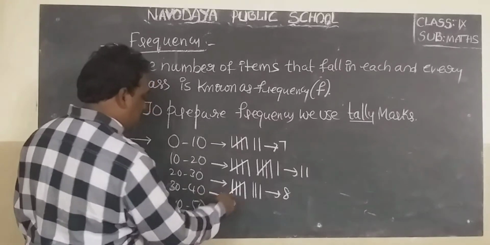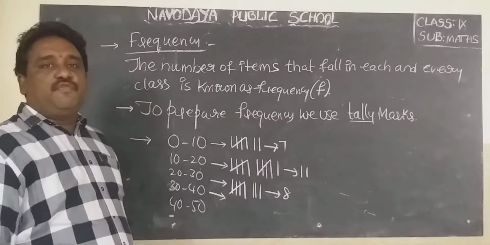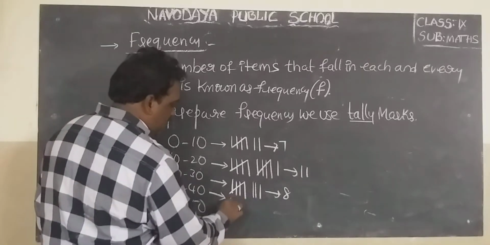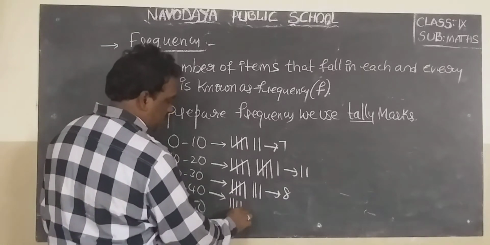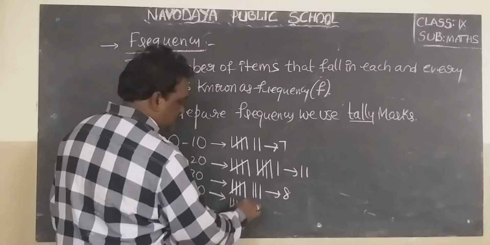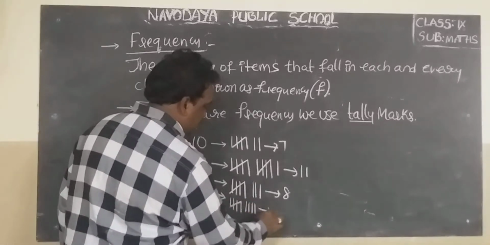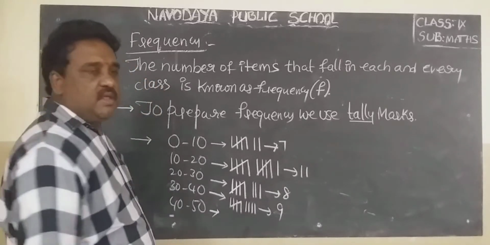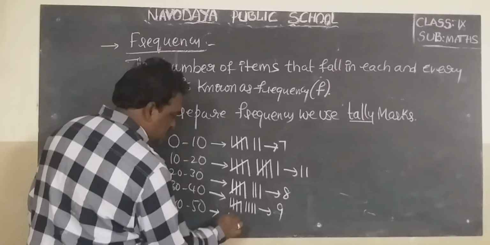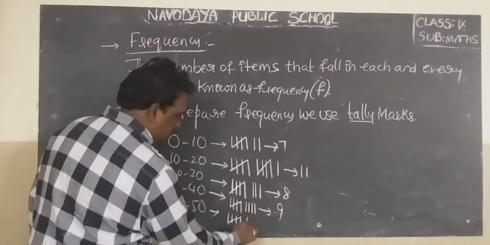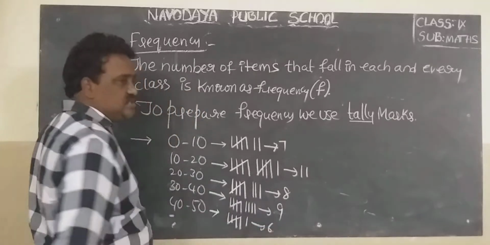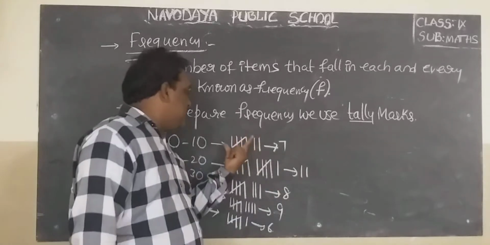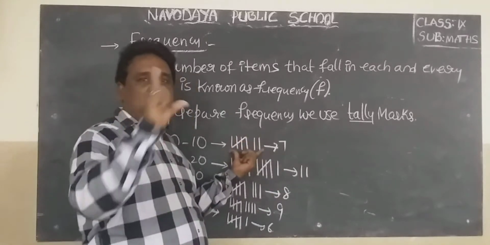Suppose 30 to 40 marks, suppose 9 students are there. 1, 2, 3, 4, 5, 6, 7, 8, 9. 9 students. Suppose 40 to 50, 6 students are there. 1, 2, 3, 4, 5, 6. So, like that. This is known as tally marks.